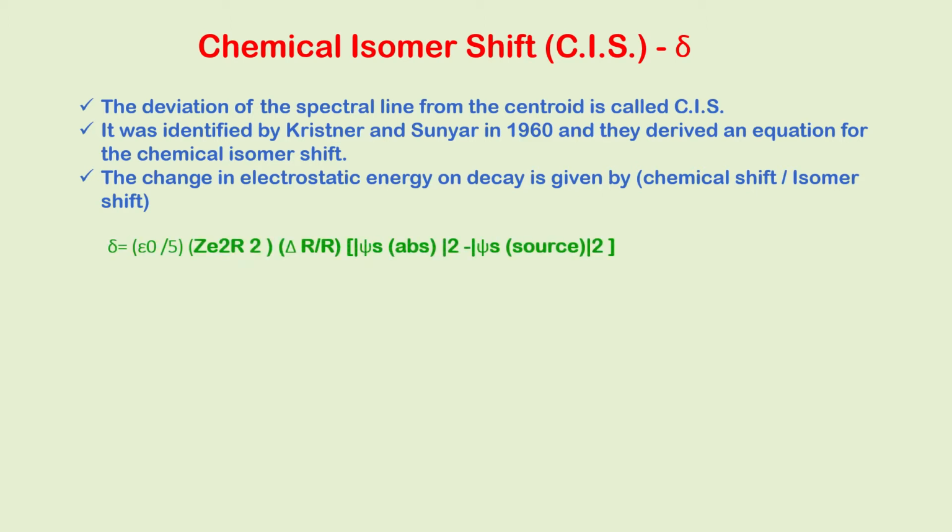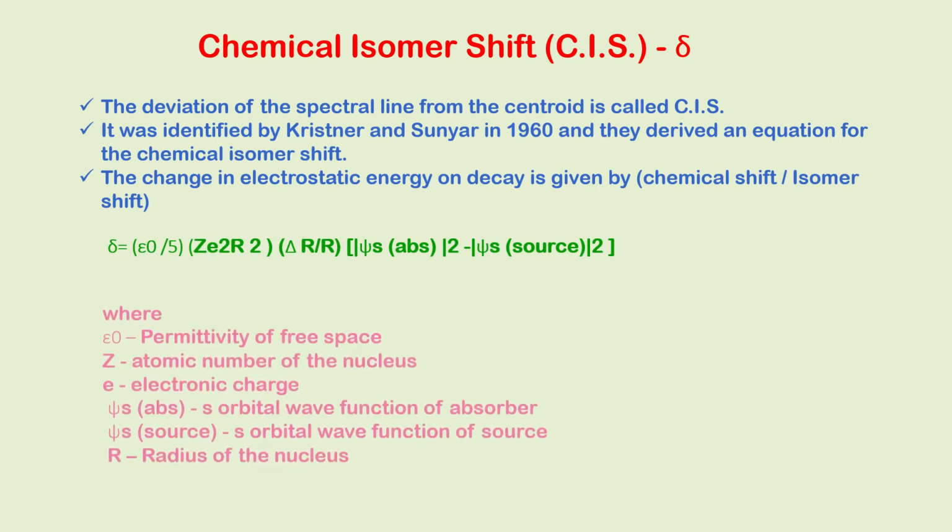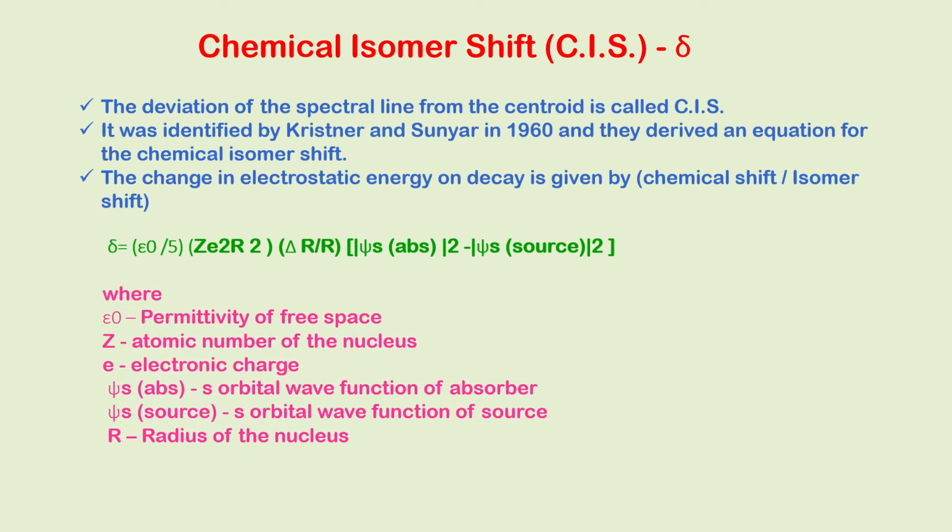This is the equation, where epsilon 0 is the permittivity of free space, Z is the atomic number of the nucleus, e is the electronic charge, psi s absorber is the s orbital wave function of the absorber, psi s source is the s orbital wave function of the source, and R is the radius of the nucleus.